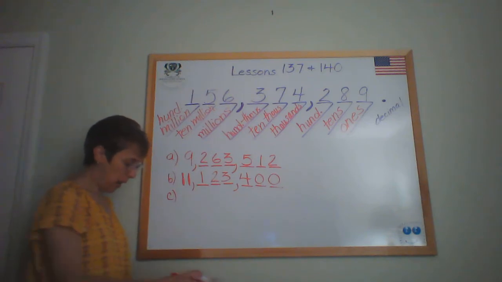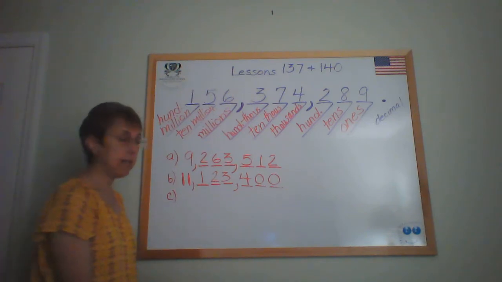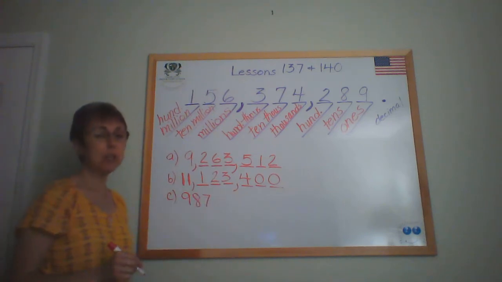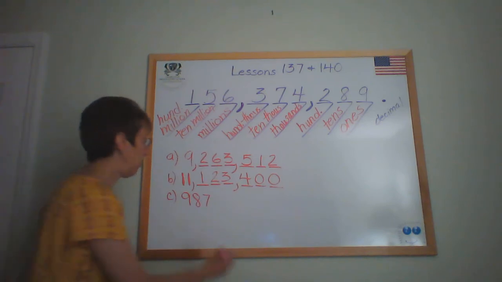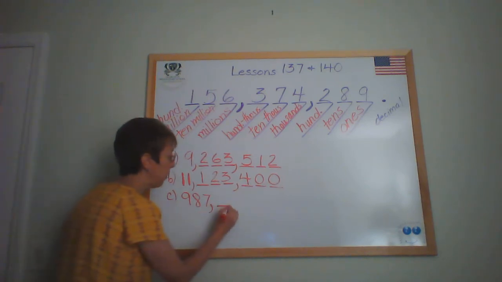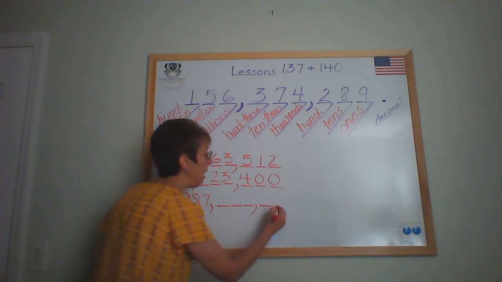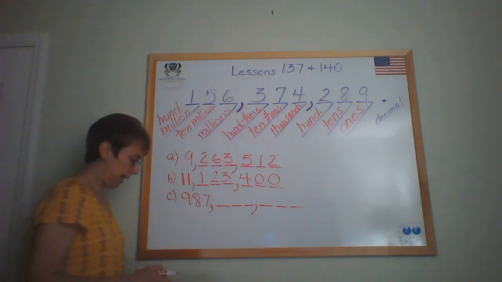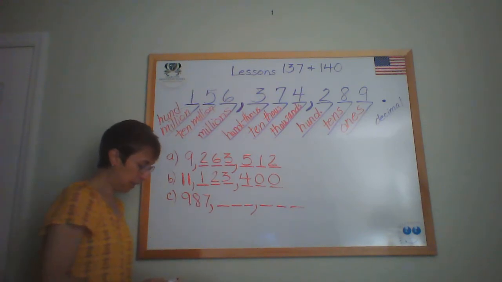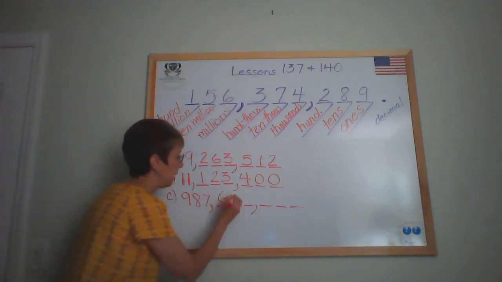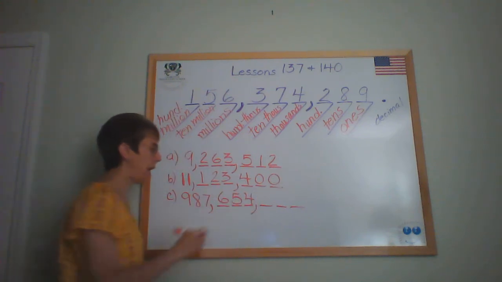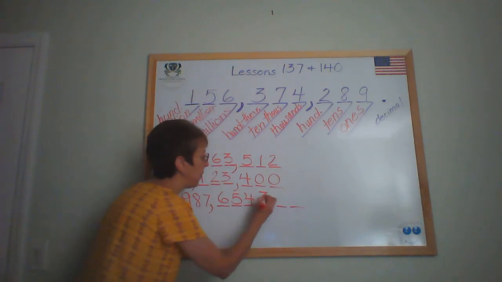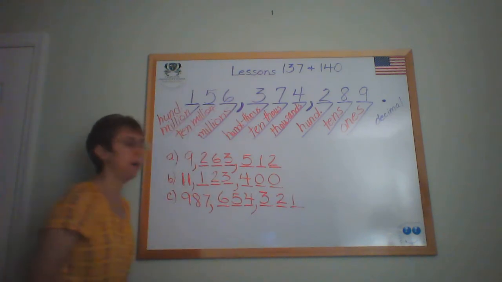C, now this one is 987 million. So 987. That's what 987 looks like. That hasn't changed. 987 million just means I need to have a comma, three places, another comma, and three more places because it's a number in the millions. 987 million, 654,000, 654. Already have the comma for 1,000, and then 321. 321.